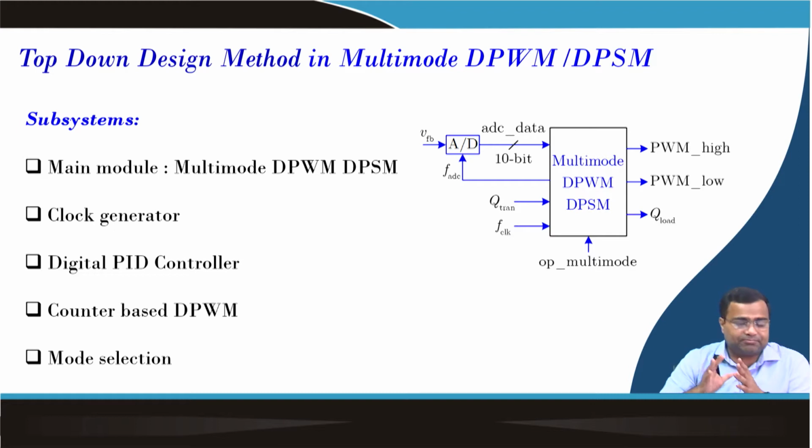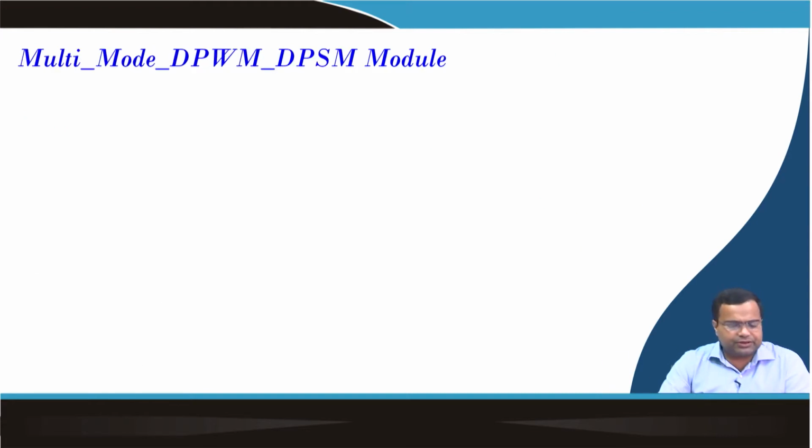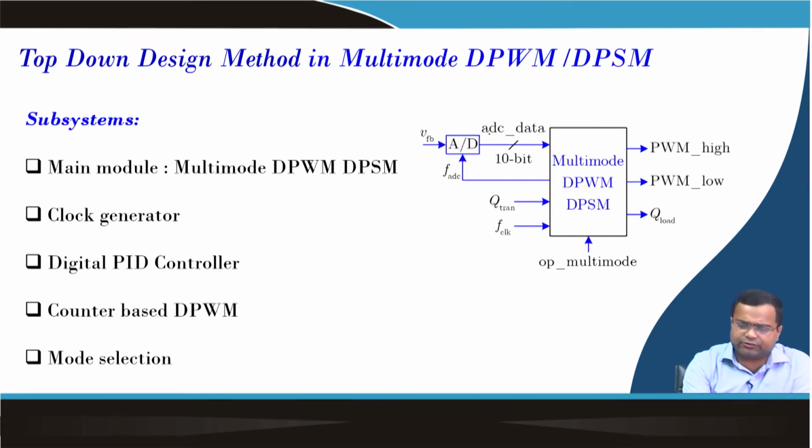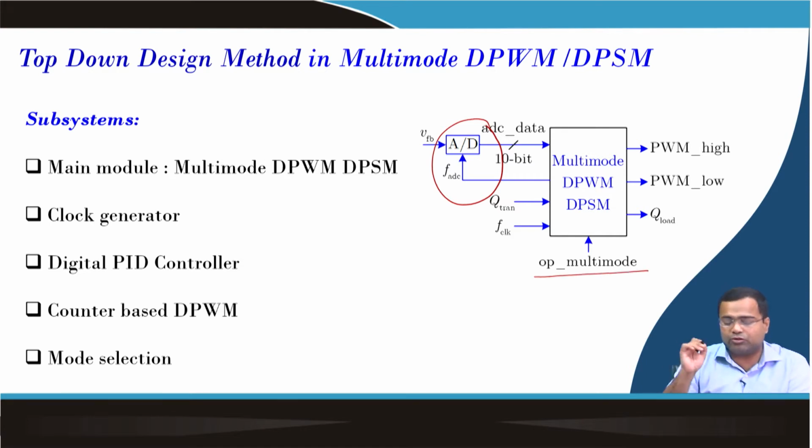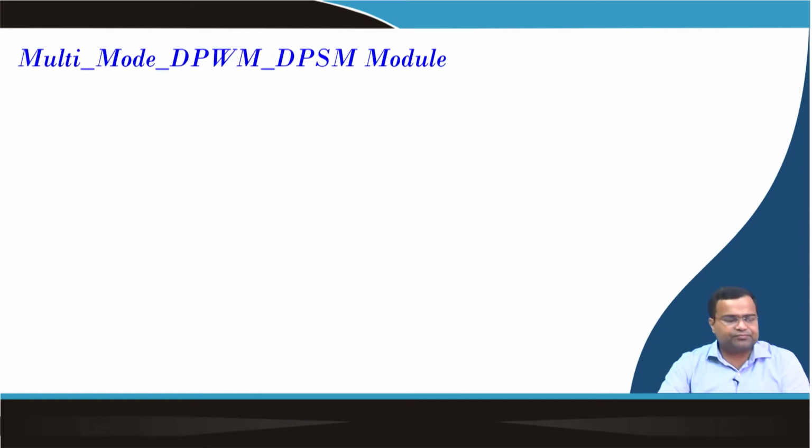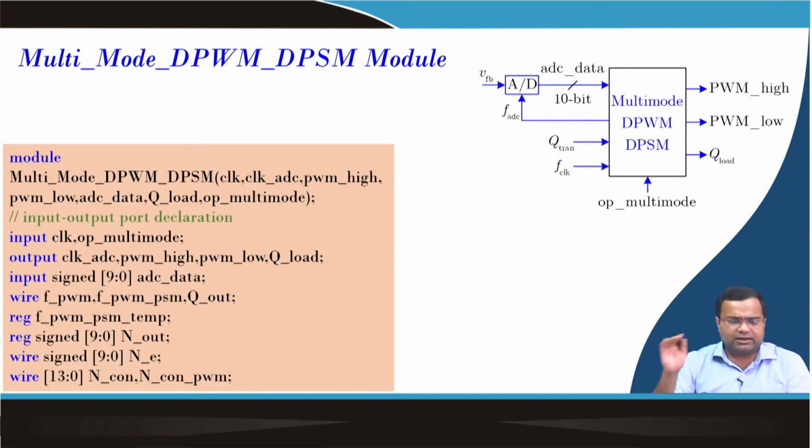If you recall our previous lecture, we discussed these modules in the context of multimode digital PWM PSM control. Here we are taking the A to D converter, that is the voltage loop, and we are generating the gate signals. This is the option for mode selection. If it is 0, it will throughout take the DPWM. If it is 1, then at high load we are setting PWM, and at light load we are going to use pulse skipping modulation.